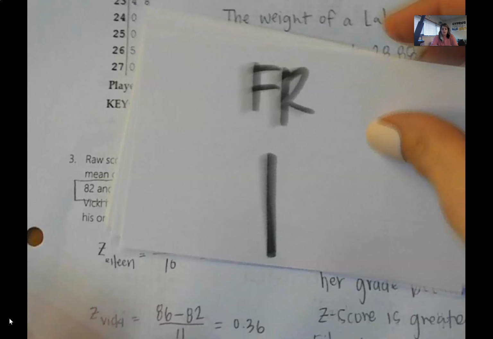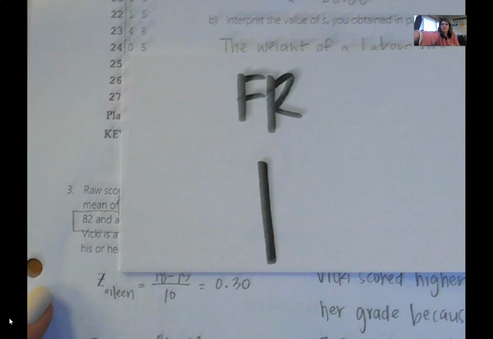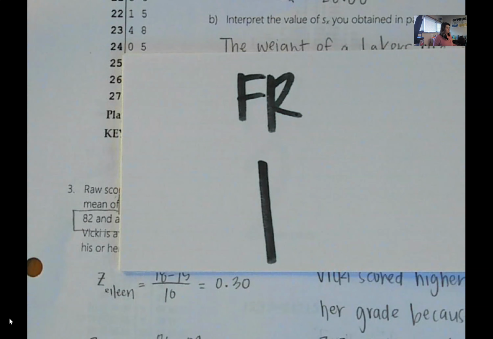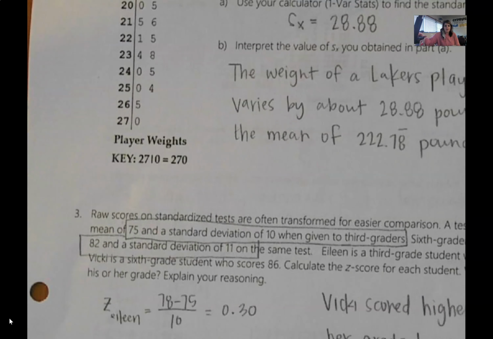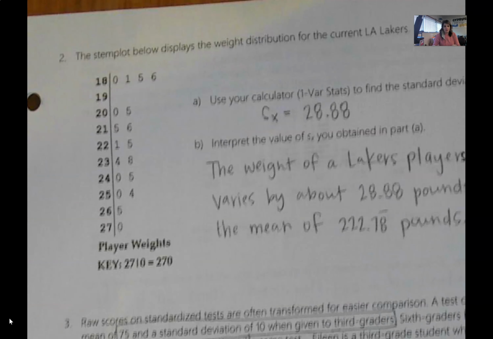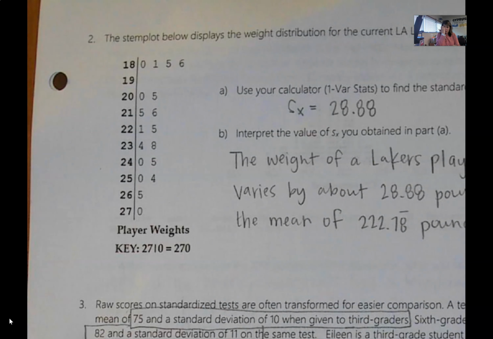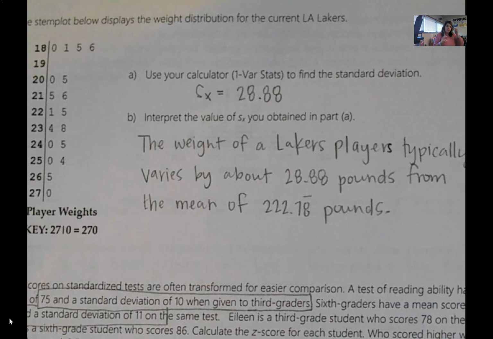Okay, these are our solutions for the free response on our practice test. So we're on free response 1. They give us a stem plot of the current LA Lakers roster, the NBA roster, and this is truly the current players and their weights. Use your calculator to find the standard deviation.